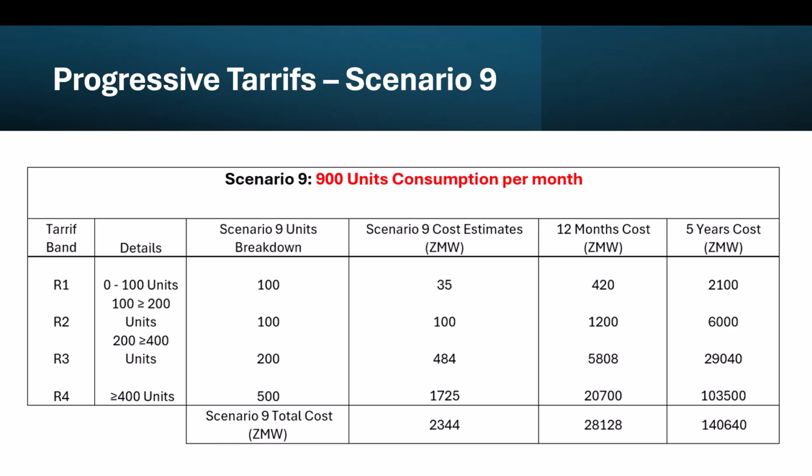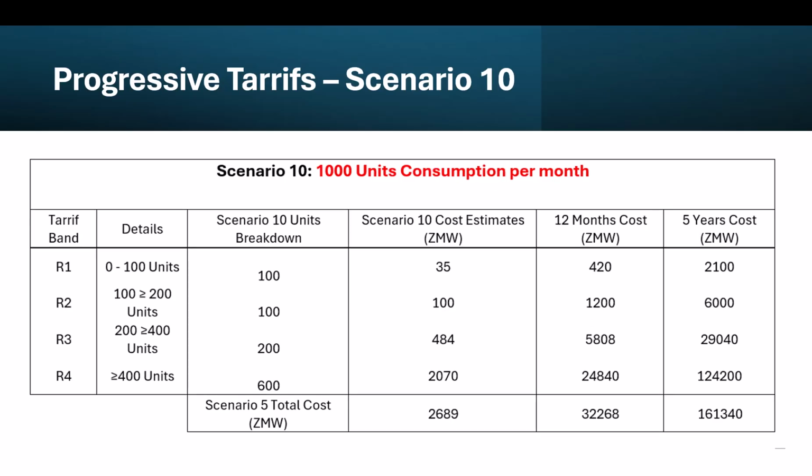When we jump to the high electricity energy consumption, which is scenario 10, those households that use 1,000 units per month, the cost comes to about 2,689 Zambian kwacha per month, which when forecasted over a year, which is 12 months, gives 32,268 Zambian kwacha. And when forecasted over 5 years, gives 161,340.